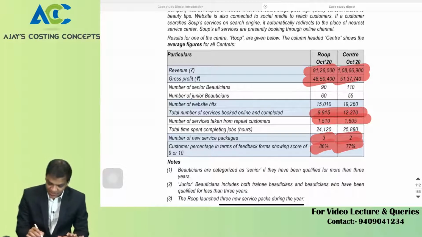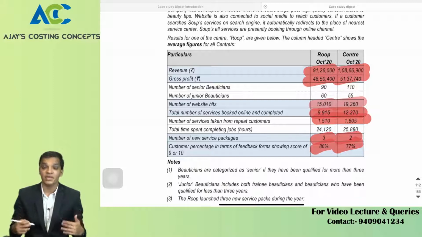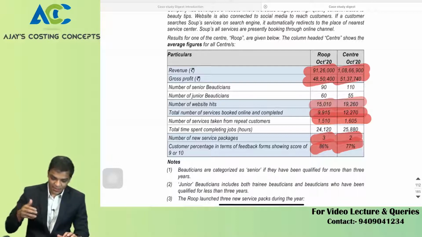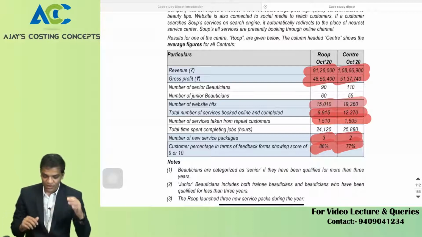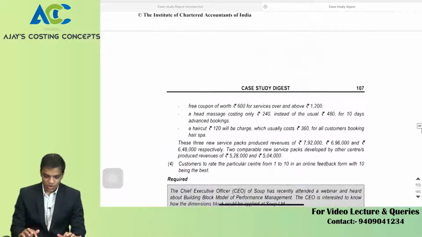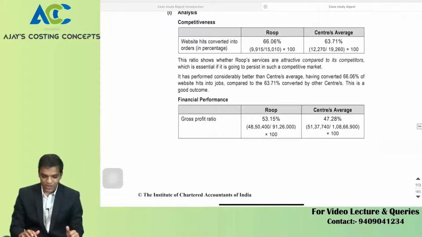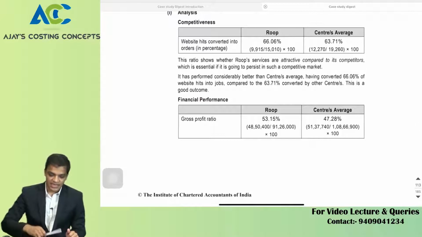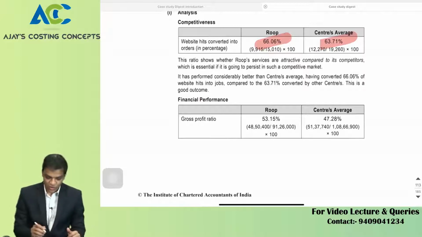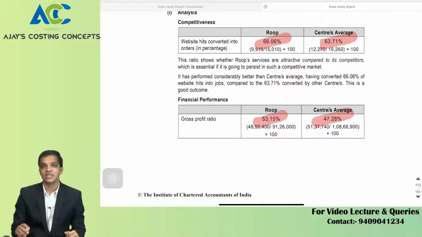If you see the number of website hits, that is a kind of competitiveness, our own competitiveness that we observe. When it comes to our website hits and the people who have booked, the ratio of 15,000 to 9,000 is what we compare. So our ratio of website hits and competitiveness is better as compared to other centers' performances, right? We are better when it comes to financial profit performance, right?